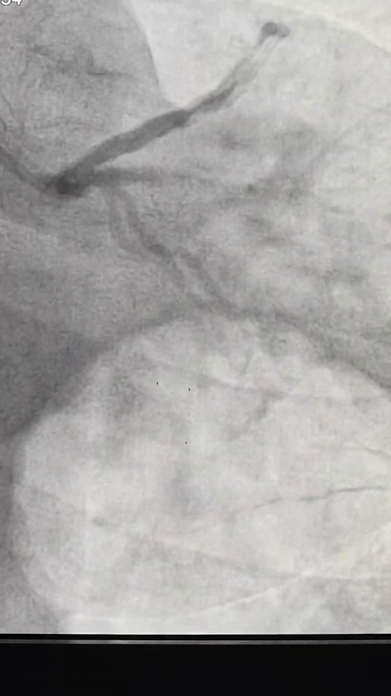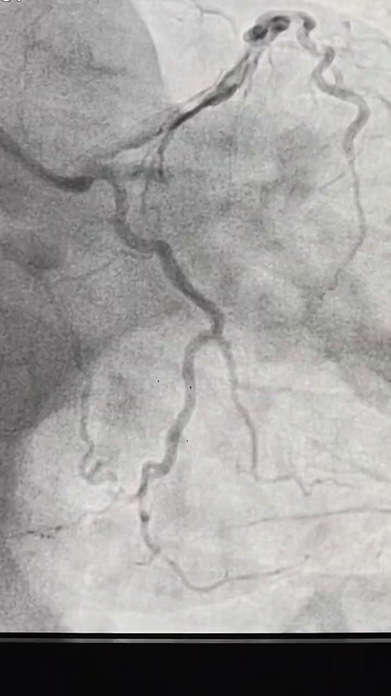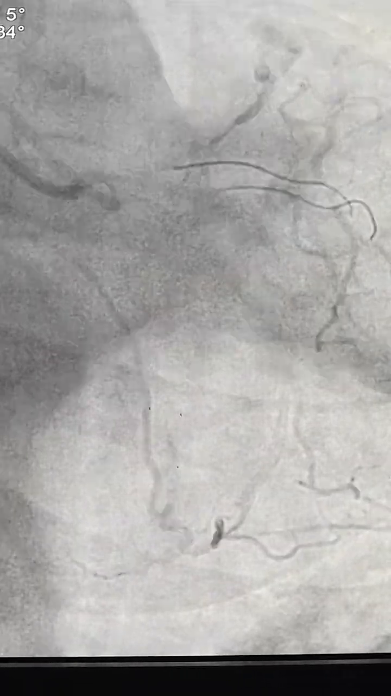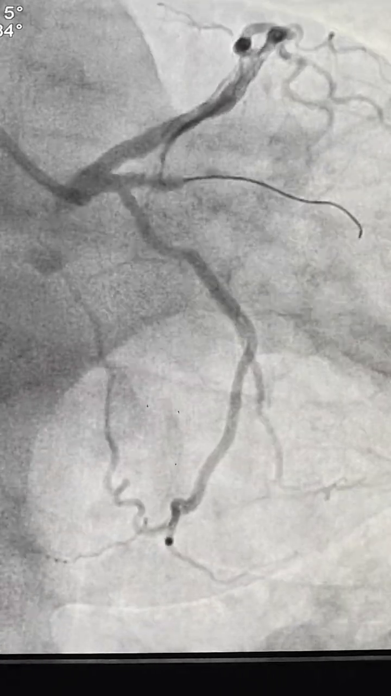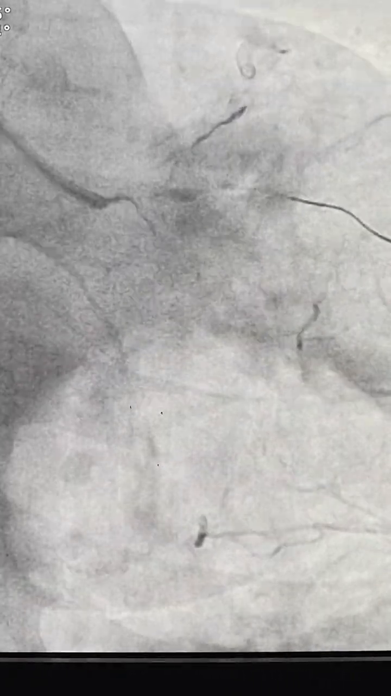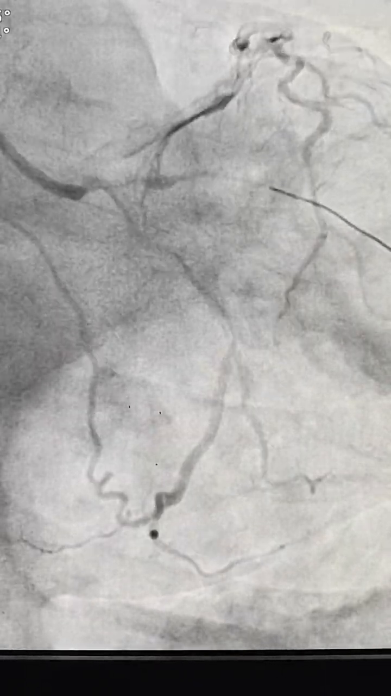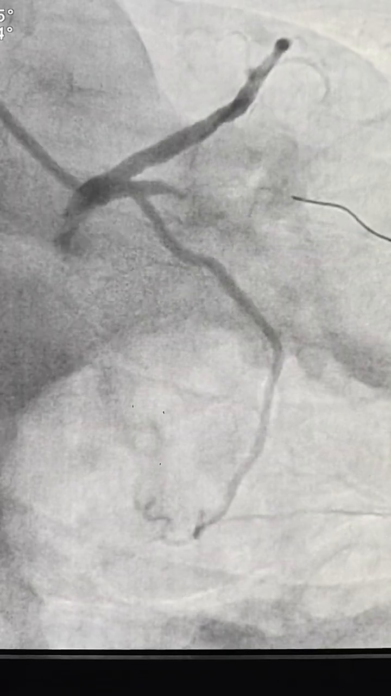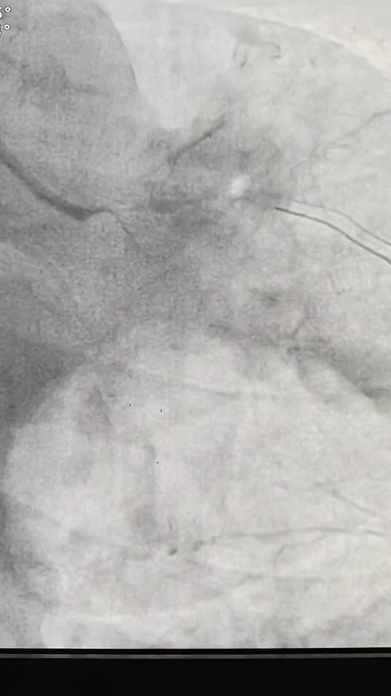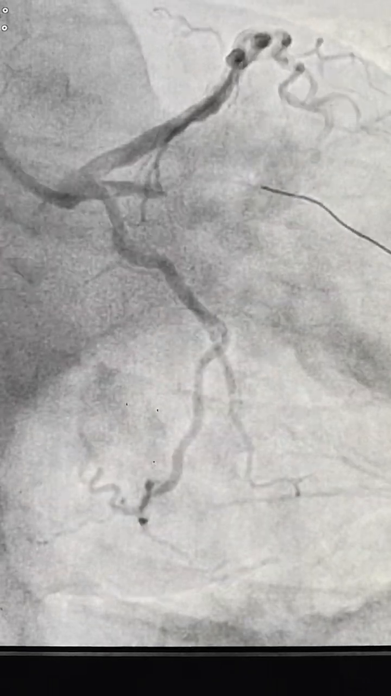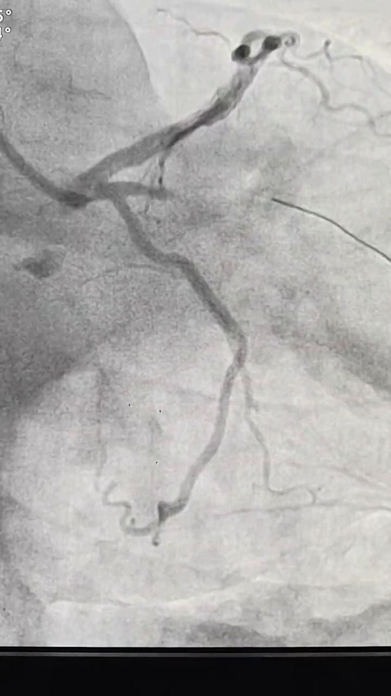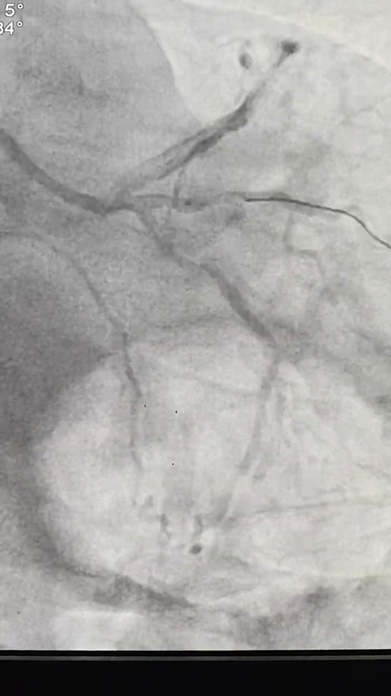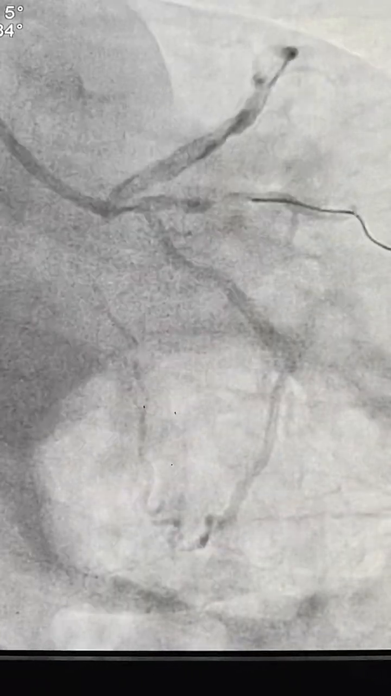So I started with the right radial route with the BMW PTCA wire. It was my workhorse wire, and it took me 2 to 3 minutes to cross this, and there's no flow even after crossing. So I decided to do the balloon daughtering, but the balloon was not going and there was no support. You can see this JL was not giving any support, and it was coming out while pushing the wire and pushing the balloon, but I could not do the balloon daughtering. So somehow I managed to push the balloon.